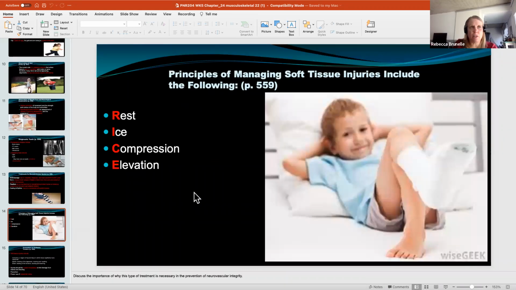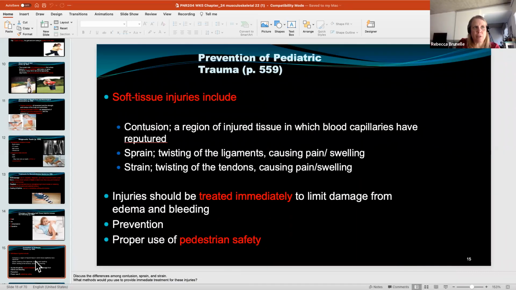So we talk about soft tissue injuries. And I'm pretty confident that you've heard this in other classes. So this is the acronym: rest, ice, compression, and elevation. That's RICE. That's for your sprains and strains. And you do need to remember that to have an idea how you would treat soft tissue injuries. So when we talk about soft tissue injuries, these are the three: contusion, sprain, and strain.